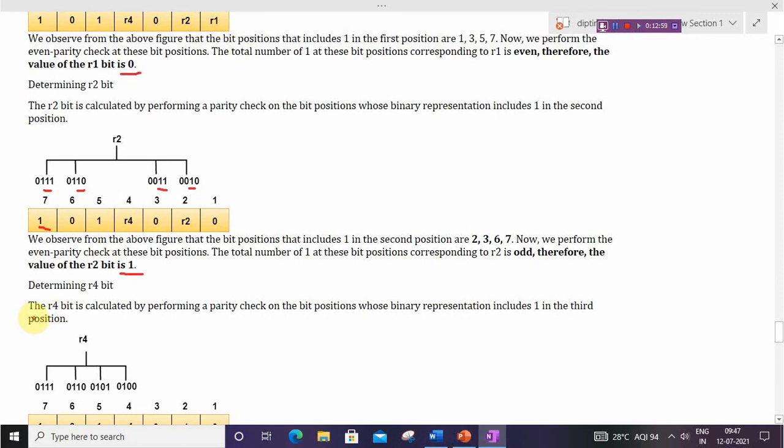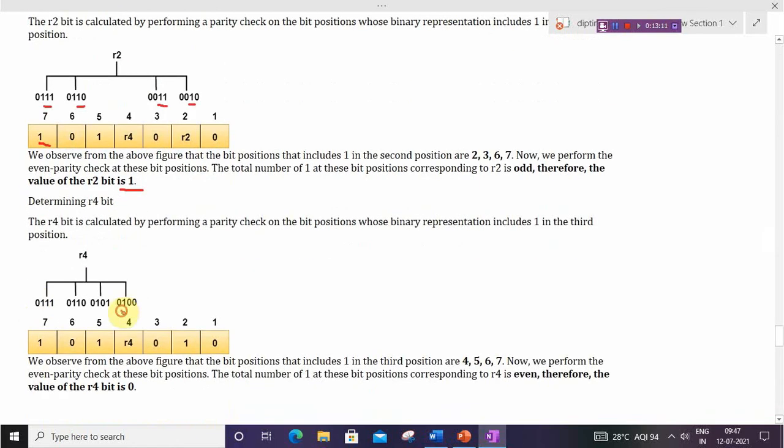Next, determine the R4 bit. R4 bit is calculated by performing a parity check on the positions where the binary representation includes 1 in the third position. Okay, means here the third will be 1. So positions 4, 5, 6 and 7. For the R4 bit we check 4, 5, 6, 7. So here 7 is 1, 5 is 1. So R4 will be 0 because of an even number of 1s. So R4 will be 0.